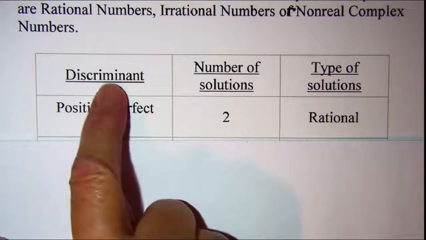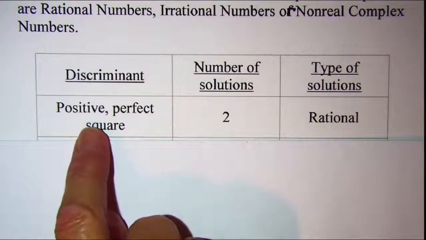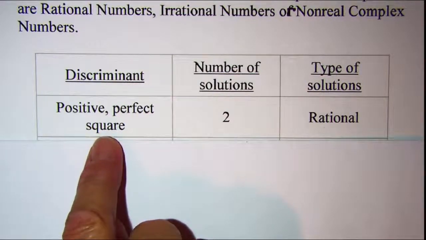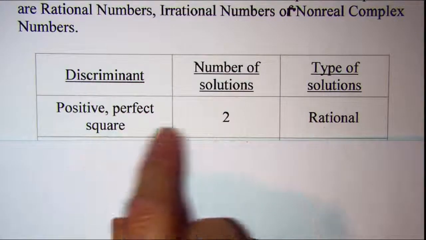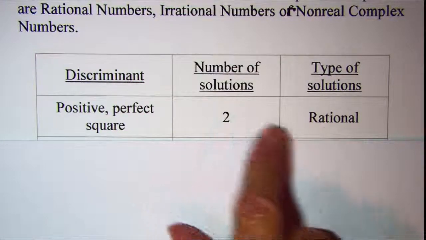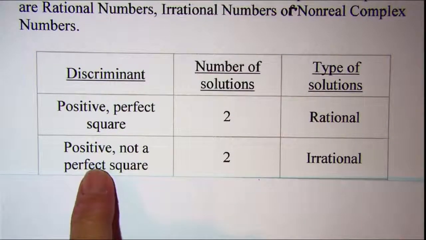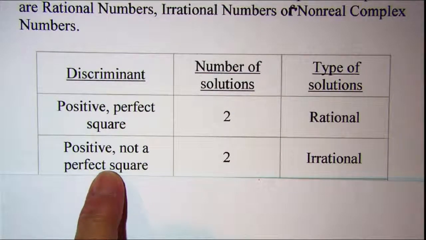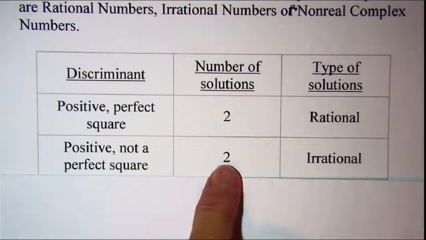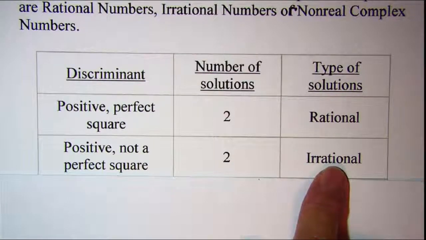If the value of my discriminant is a positive perfect square, then that means we can square root it and we'll get two solutions, and they'll both be rational solutions. If the value of the discriminant, however, is positive and not a perfect square, then we'll still get two solutions, but those solutions will be irrational.